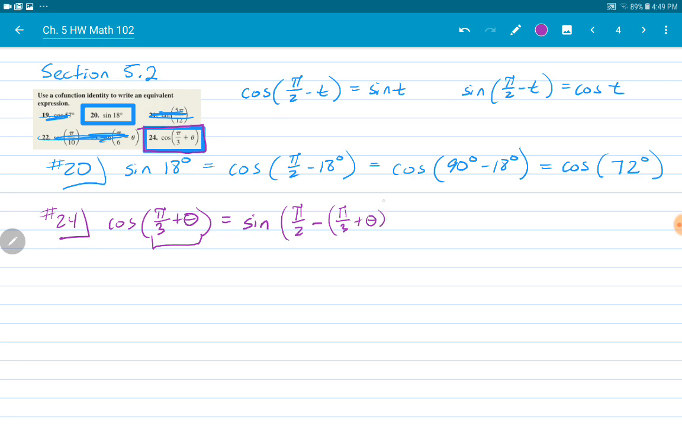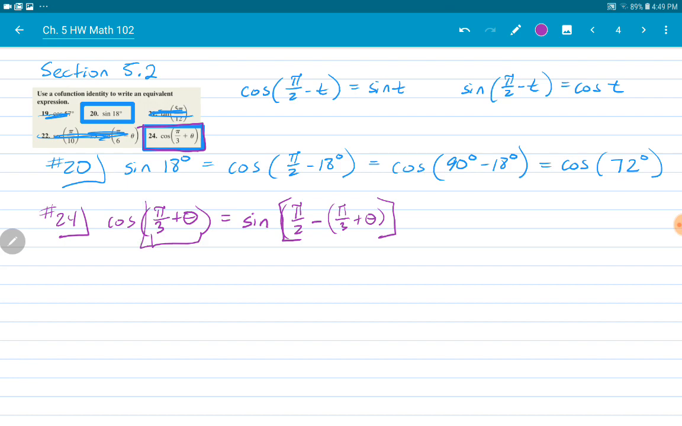And I'm using parentheses in there to keep that together because I'm going to need to distribute that negative to the whole thing, because that t is that whole thing.